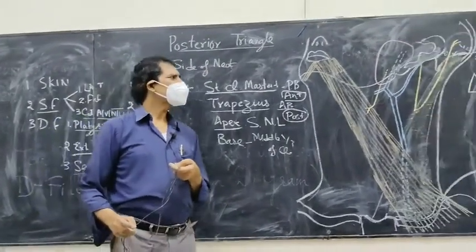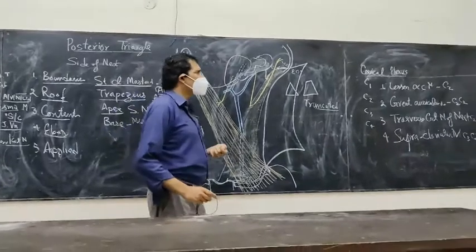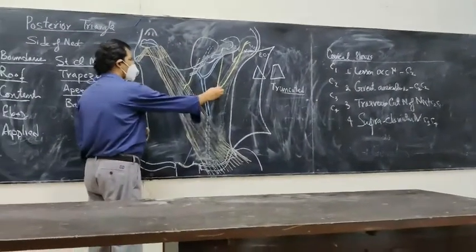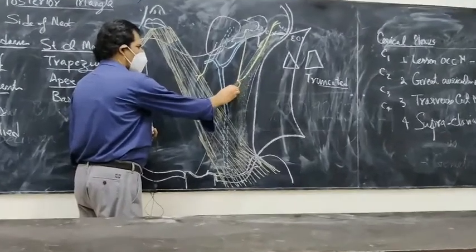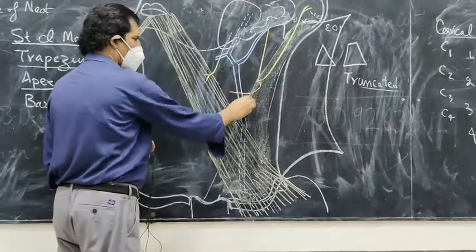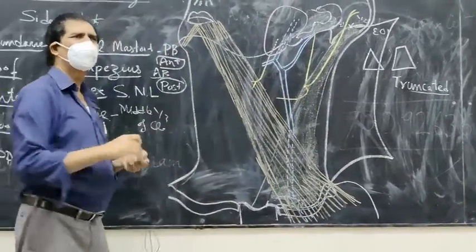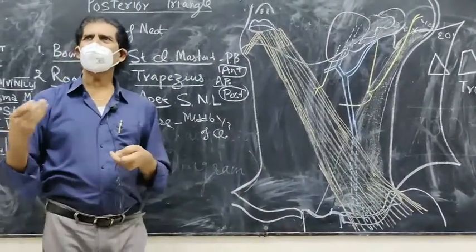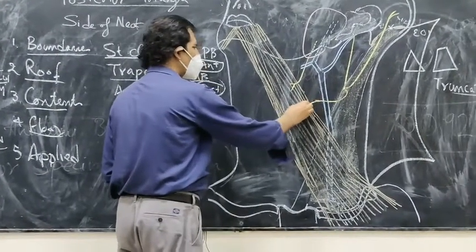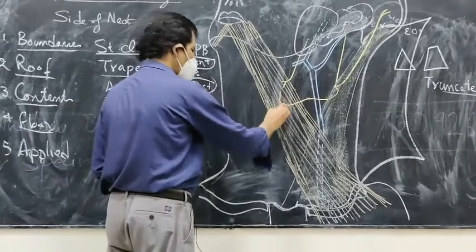The third name is transverse cutaneous nerve of the neck. The name is telling that this nerve, after arising, runs transversely or horizontally, crossing the posterior triangle and enters into the anterior triangle. When it enters into the anterior triangle, this nerve will divide into two branches, ascending and descending.